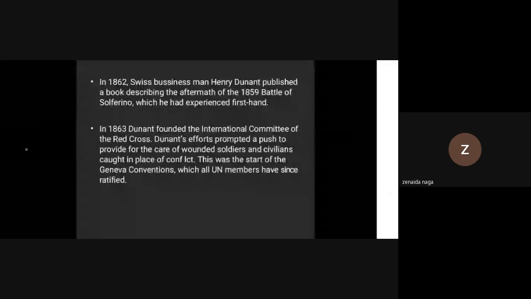The momentum the Earth Summit generated still has an impact today as nations continue to work together, often acrimoniously, to fight climate change.